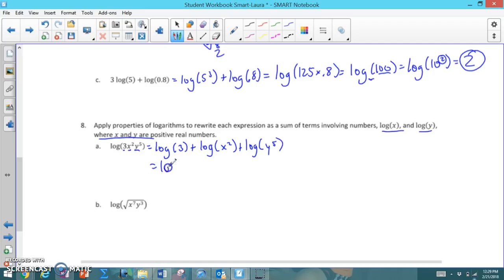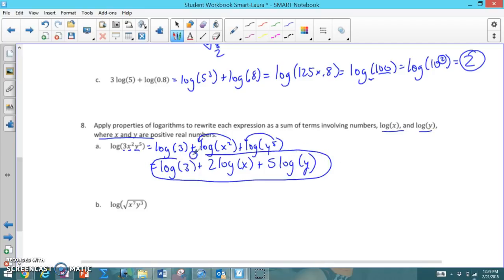So now I'm going to rewrite it as log of 3. And if I have an exponent, that can move to the front of the log. Plus 2 log of x plus 5 log of y. So this will just take practice to make sure that we are simplifying it and breaking things apart as much as needed.